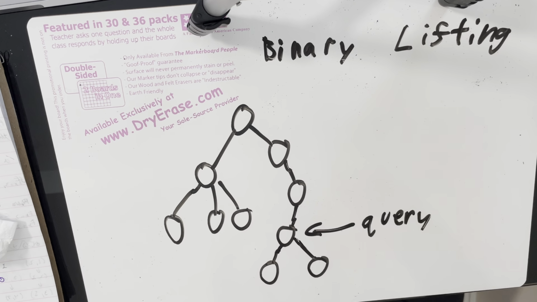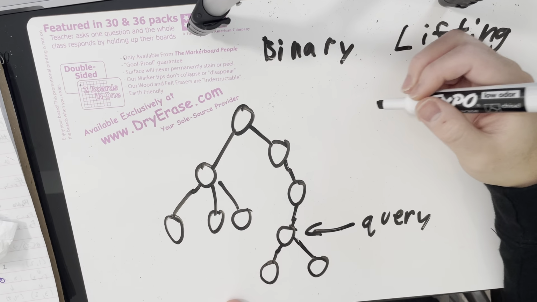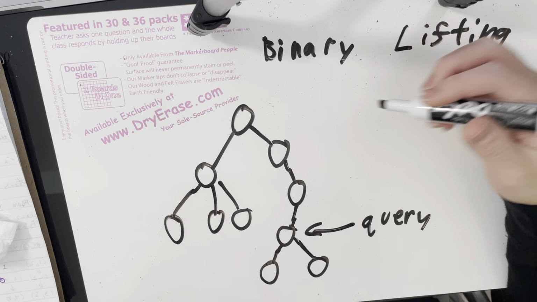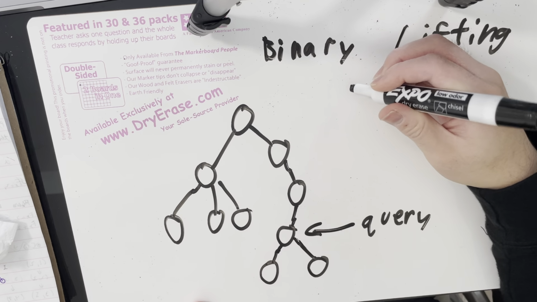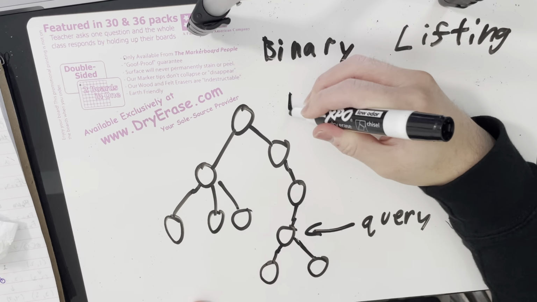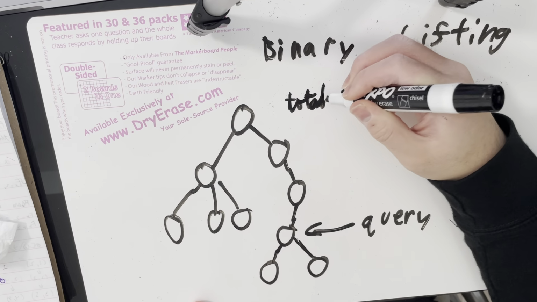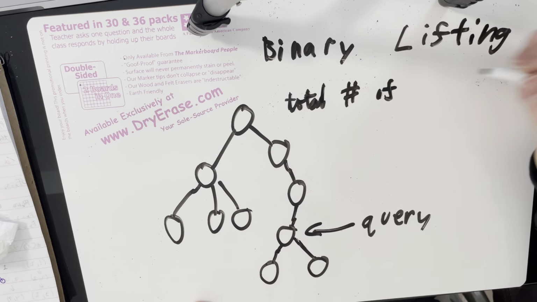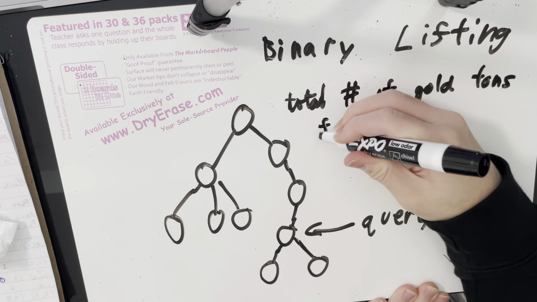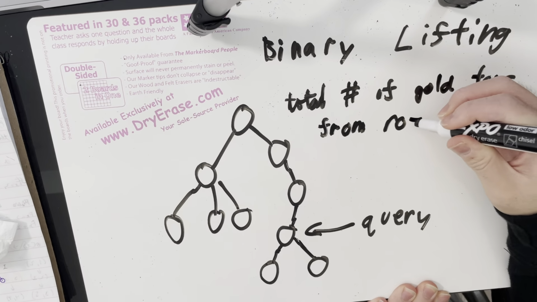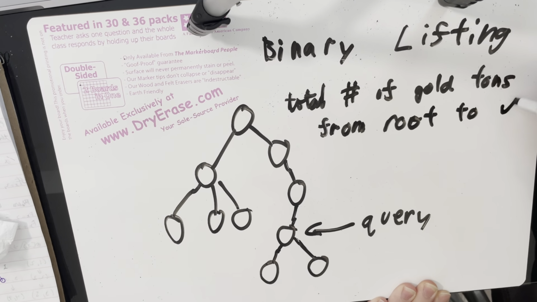So for each node, we want to maintain a few things. We want to know for each node what is the total number of gold bricks, of gold tons, I guess, from root to the node. So from root to V. So this is the first thing that we want to keep track of. And that's probably the most important thing.